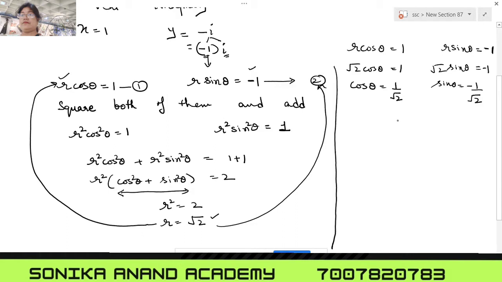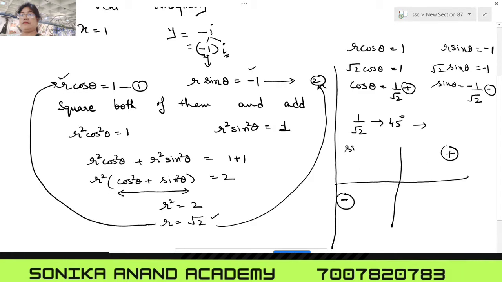Now listen. 1 by root 2 is 45 degrees. But here it is positive and here it is negative. So in which quadrant does it go? In the first quadrant, all are positive. In the third, both are negative. Here sin theta is positive, cos theta negative. Here cos theta is positive, sin theta negative.